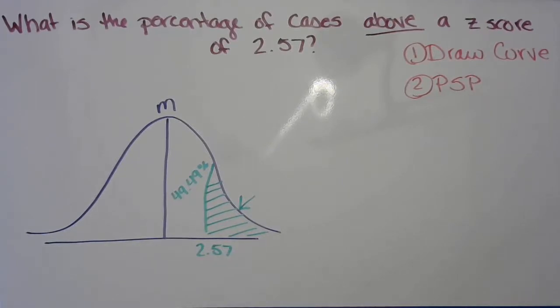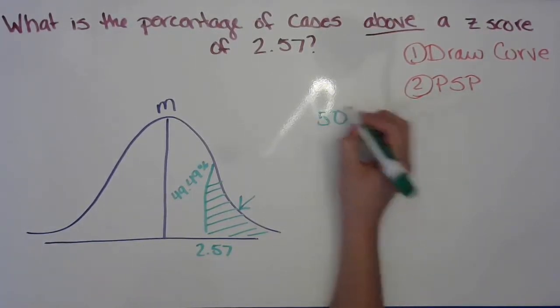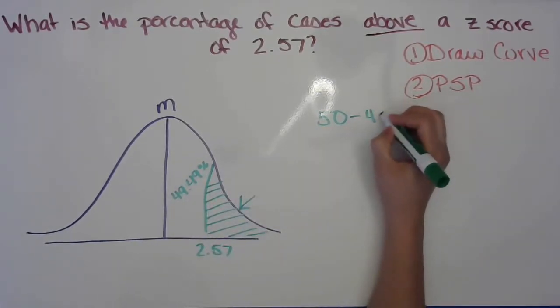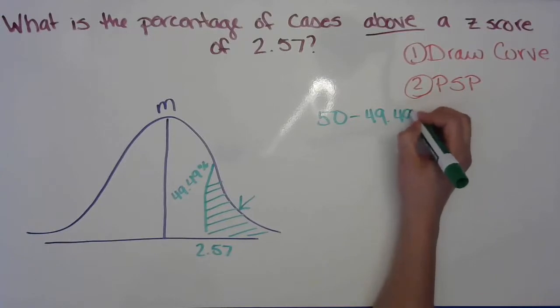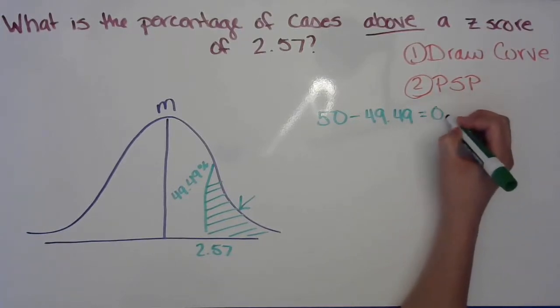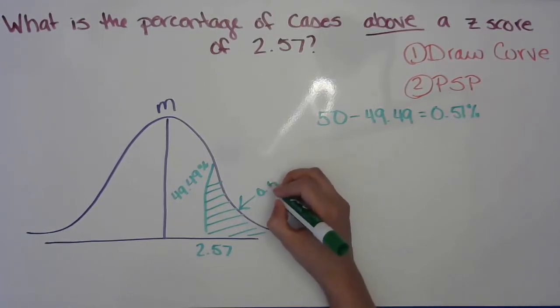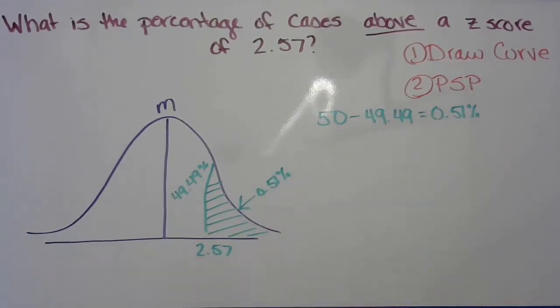Okay, so now we just need to find this area here. Now there's a couple different ways that you can do it. The first way is to take 50, subtract your percentage that you have here, which is 49.49, and that's going to give you 0.51. So 0.51% is our answer.